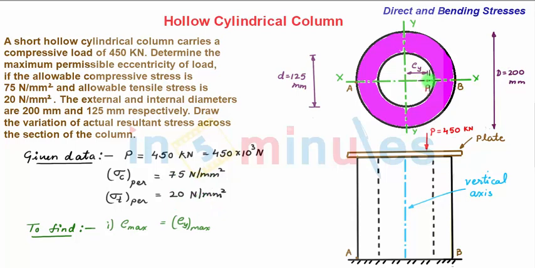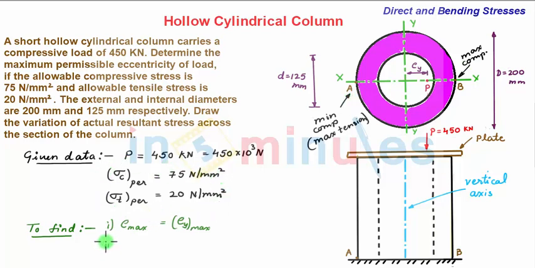Since this load P causes bending of this hollow cylindrical cross section about the YY axis, if you consider two points A and B along the x-axis, we see that point B is subjected to maximum compression and point A is subjected to minimum compression, or maximum tension. They have asked the maximum value of EY at which, if the load acts, the maximum compressive stress and the maximum tensile stress do not exceed the permissible values.